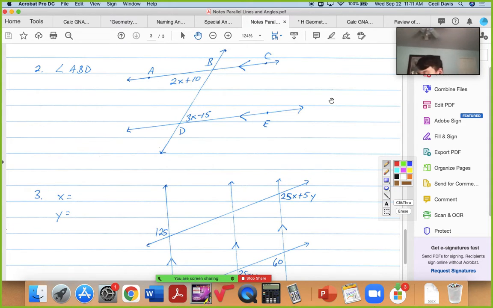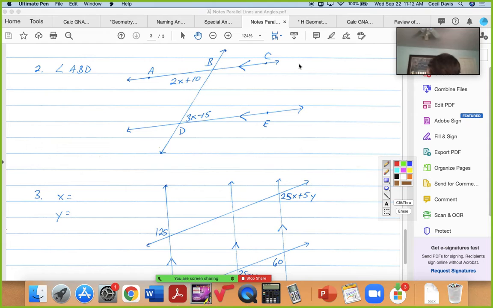In this diagram, the 2x plus 10 and the 3x minus 15, what type of angles are those? Alternate interior. Are the lines parallel? Yes. So how are they related? Are they congruent or are they supplementary? They're congruent. So I'll write an equation that says that.